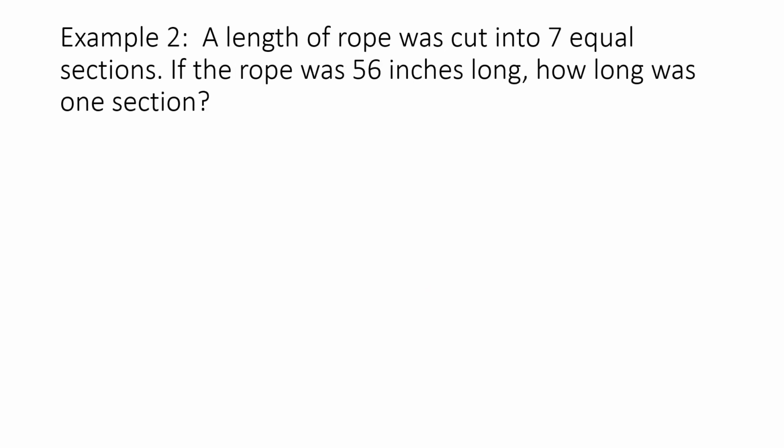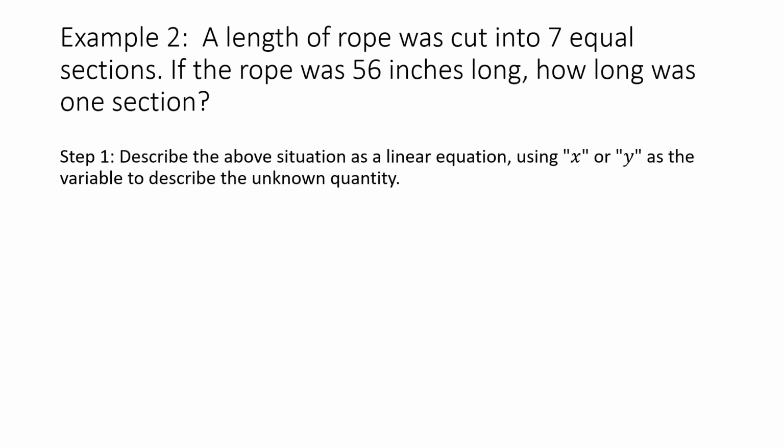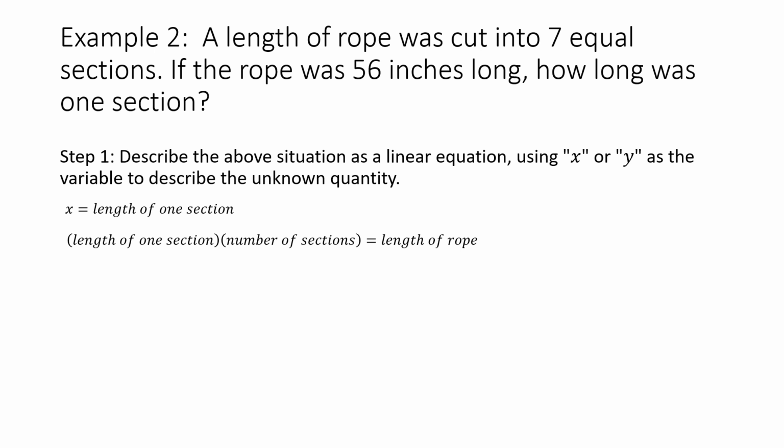Example 2, a length of rope was cut into 7 equal sections. If the rope was 56 inches long, how long was one section? So step 1, we're going to describe the above situation as a linear equation using x or y as the variable to describe the unknown quantity. Again, we're not solving this equation in step 1, we're just creating the equation. So I'm going to allow x to equal the length of one section. The length of one section times the number of sections is going to equal the length of the rope. I know all things except for the length of one section, which is what we're trying to solve. So my equation would be 56, that's the length of the rope, equals 7x. The 7 is the number of sections.